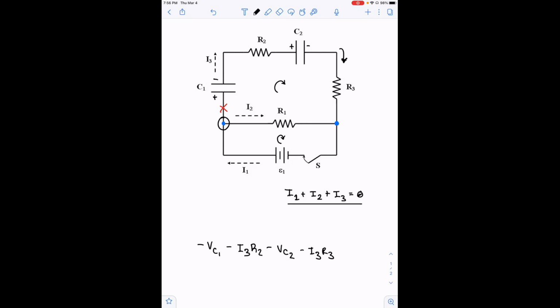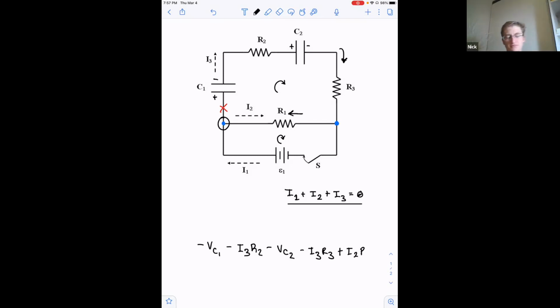And so now to go ahead and close this, I'll come onto this last leg, and I am now going across R1. But the key difference here is that I'm going in the opposite direction as indicated by I2, that current there. So since I'm going in the opposite direction of the current, I will actually have a voltage gain coming across this resistor 1. So that will be indicated by I2 times R1.